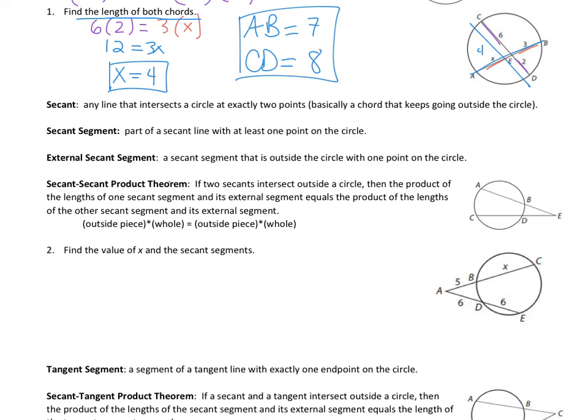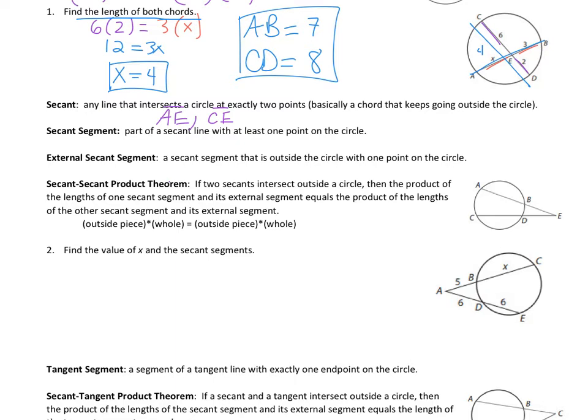Before we get into the other formulas of how we can use our chords and set up products to solve for different pieces, we have a few more definitions. The first one is a secant. If you look at your picture right here, the secant is any line that intersects a circle at exactly 2 points. So it's basically a chord that's going to keep going outside your circle. One of those would be AE, and the other one would be CE on the other side. So both of those are secants.